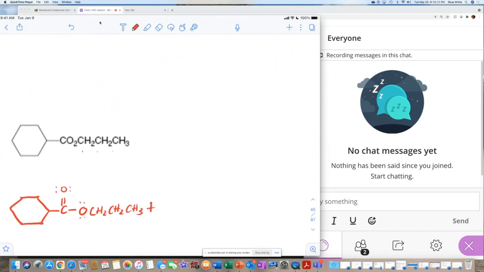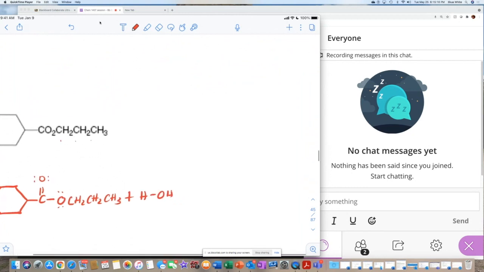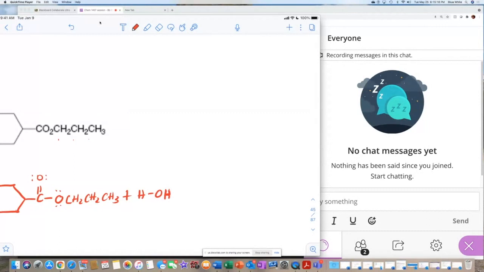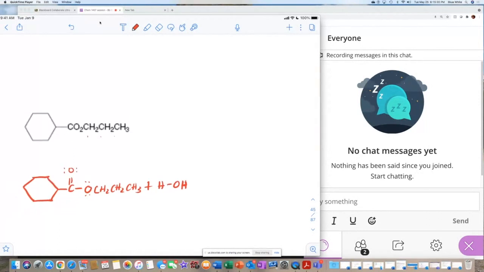Okay. We're going to add this to water, HOH. We know OH is coming in. And we're using sulfuric acid, H2SO4, to help this out. This is replacing all of that.